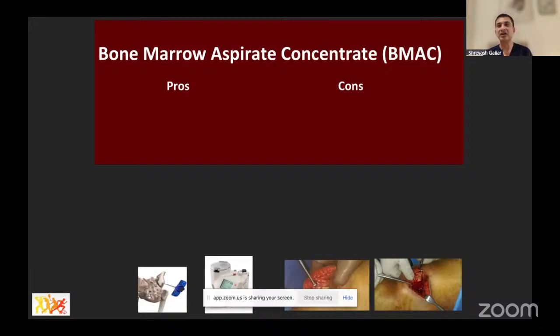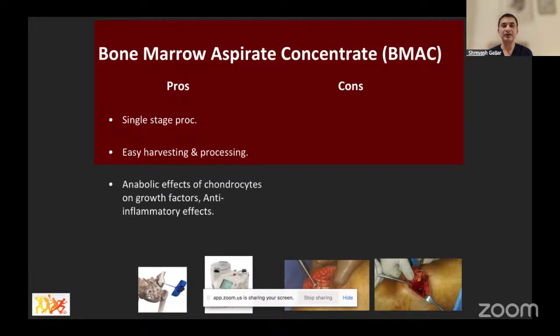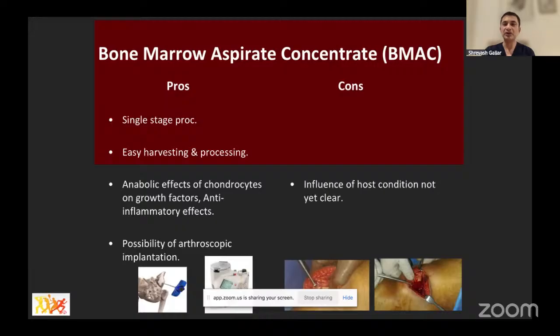So up until a couple of years ago, BMAC was my procedure of choice, being a single stage, with ease of harvesting, and we are all aware of the anabolic effects of growth factors on chondrocytes and the anti-inflammatory effects. So it's an easy procedure and can be done as a single stage. And we can do it arthroscopically, but if you see my images on the right, when it comes to patella, I do it mini open because I want to make sure that I can approach the defect and do a good job. The only limitation of the BMAC procedure would be the influence of the host condition.